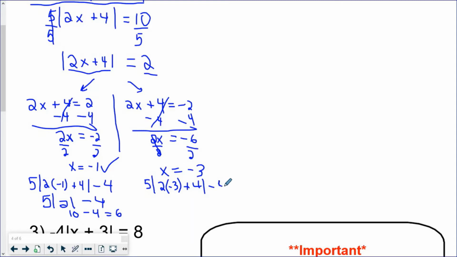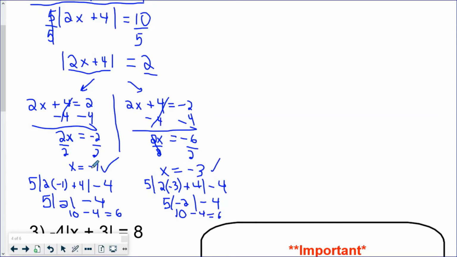So once I do that, we're going to complete this quantity. This is negative 6 plus 4, so that becomes negative 2. And now you can see how that problem is actually going to come out to the same exact value, because the absolute value of negative 2 is the same as the absolute value of 2. So this is, again, 10 minus 4, which is equal to 6. So we see that both of these answers check out.